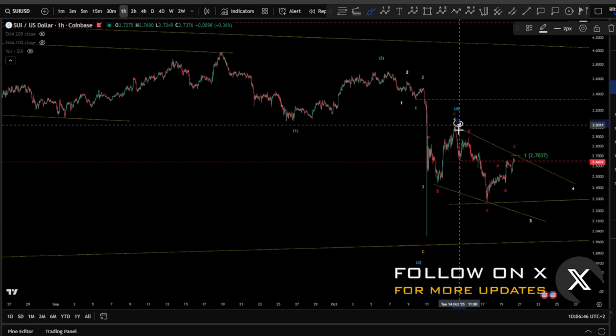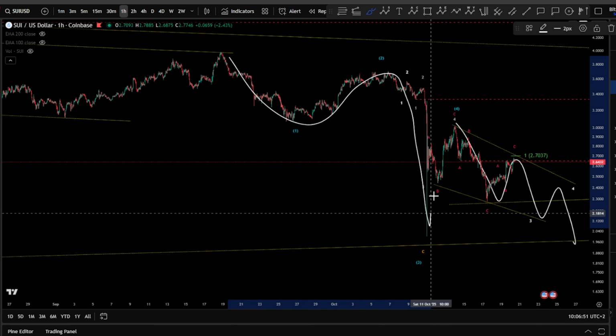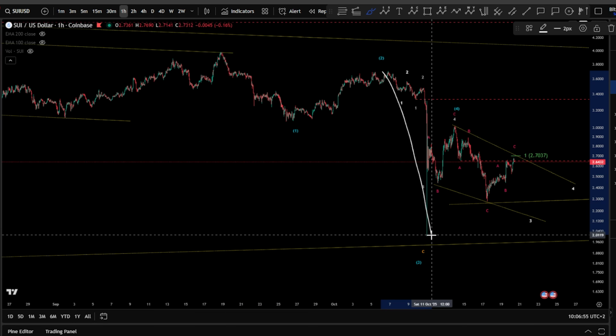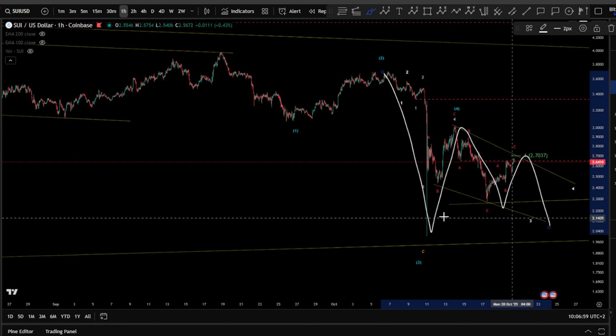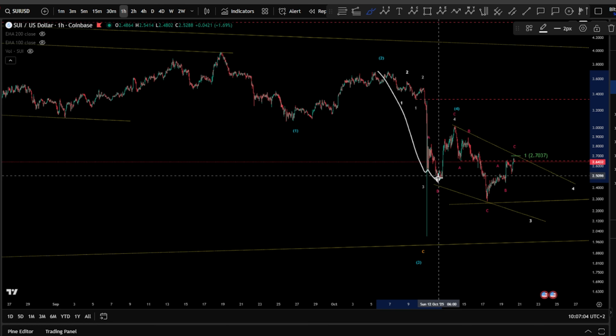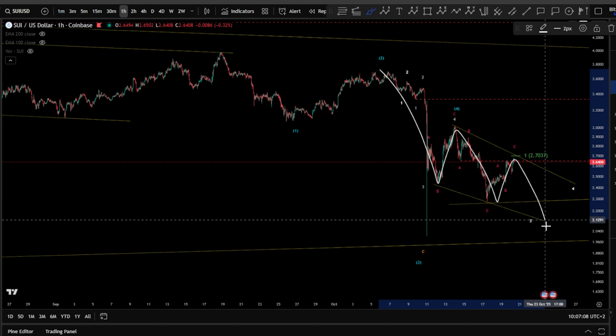The ending diagonal in one form can start from there, 1, 2, 3, 4, 5, where you have 1, 2, 3, 4, and a 5. Or we might be already in a bigger or larger ending diagonal as 1, 2, and then 3, 4, and a 5, if you don't want to consider the wick and you just want to consider the price action as bodies here, meaning 1, 2, 3, 4, and a 5.